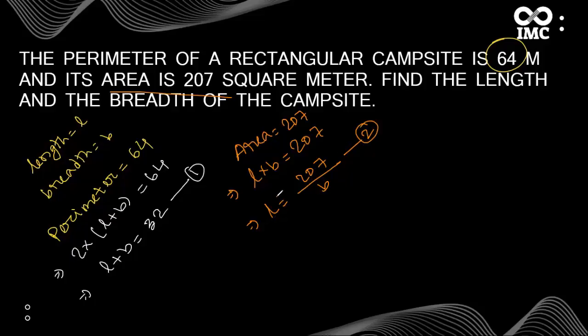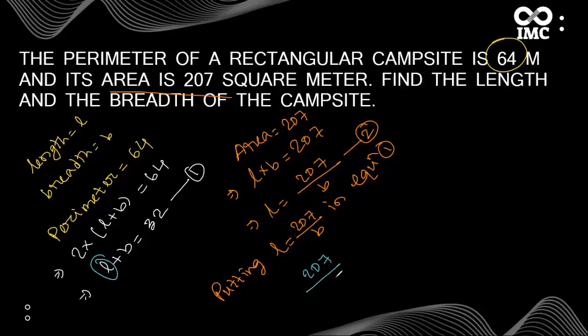Now we will substitute the value of L, that is 207 by B, in equation 1. That means putting, or substitute, L equal to 207 by B in equation 1. If we substitute this, then instead of L we will put the value: 207 by B plus B equal to 32.